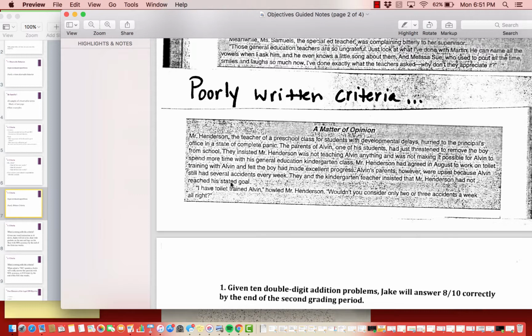Okay, so after reading this, the target behavior was toilet training, and in Mr. Henderson's view, his criteria was that the student should be able to use the restroom appropriately with no more than 3 accidents per week. That was his mastery criteria. So he considered 2 or 3 accidents as good, and the student has mastered the ability to do that. Whereas the parents thought that true mastery was that the student would be able to use the restroom with no accidents, or 100% of the time. Right, so that's a different criteria determined to be mastery.